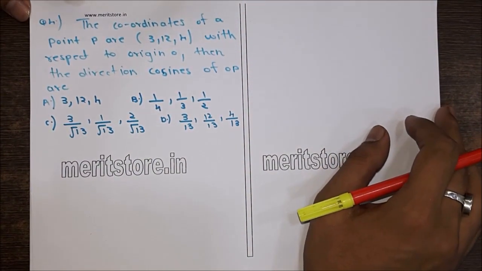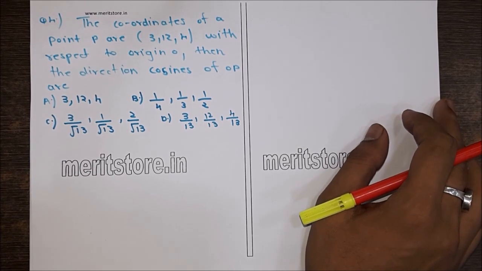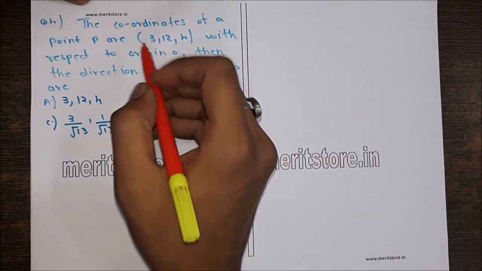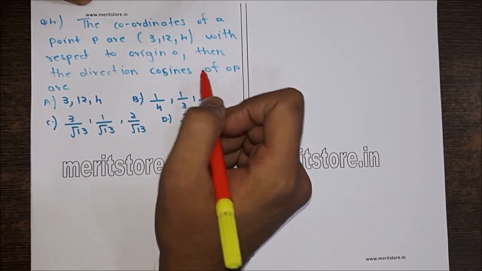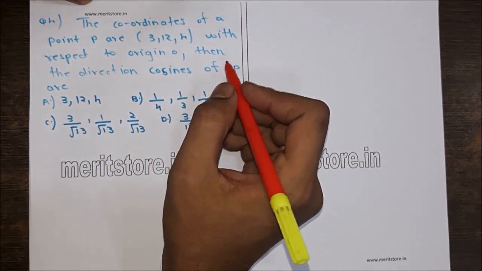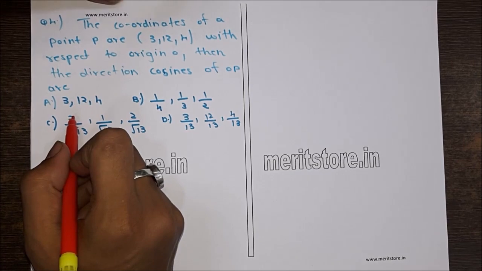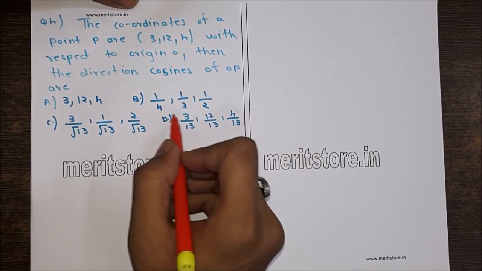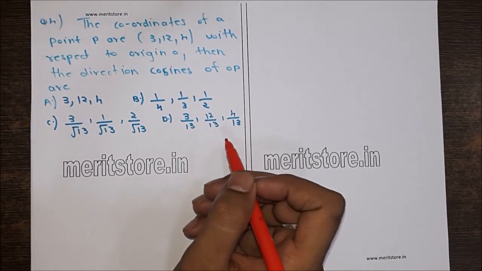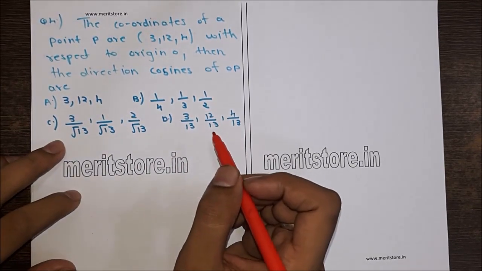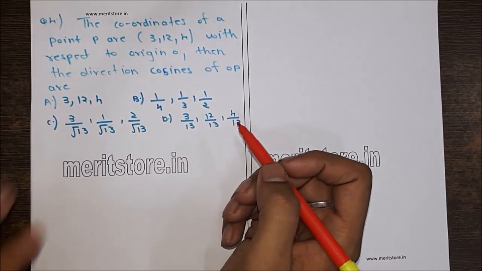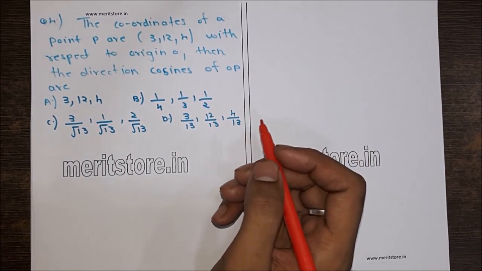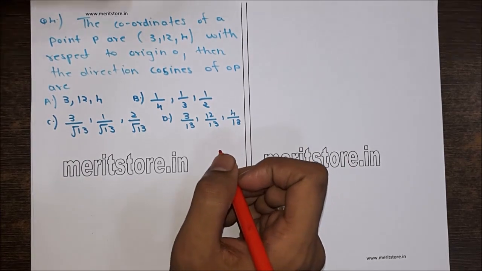Question number 4. The coordinates of a point P are 3, 12 and 4 with respect to origin O, then the direction cosines of OP are: option A 3, 12, 4, option B 1 by 4, 1 by 3, 1 by 2, option C 3 by root 13, 1 by root 13, 2 by root 13, option D 3 by 13, 12 by 13 and 4 by 13.